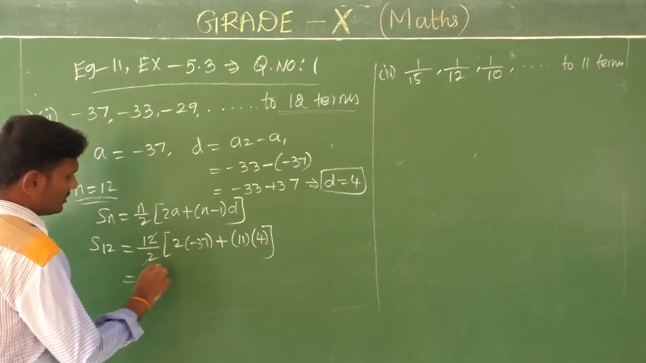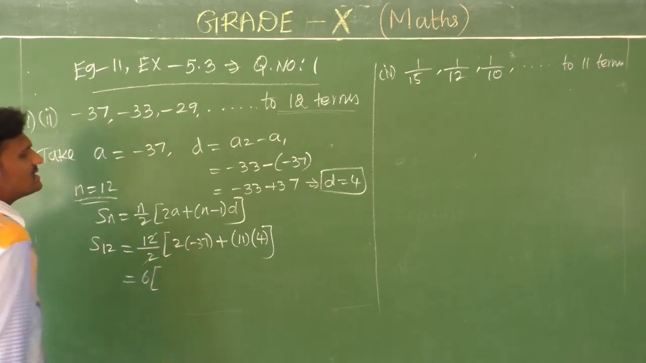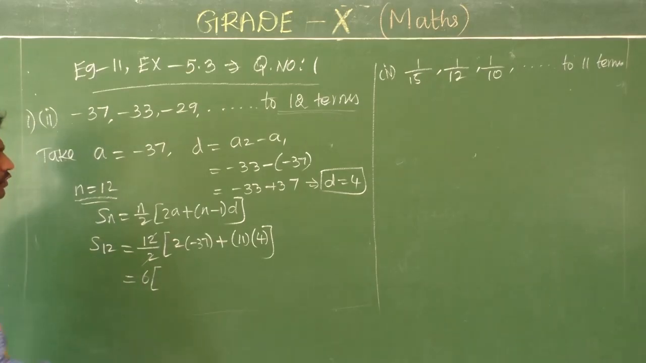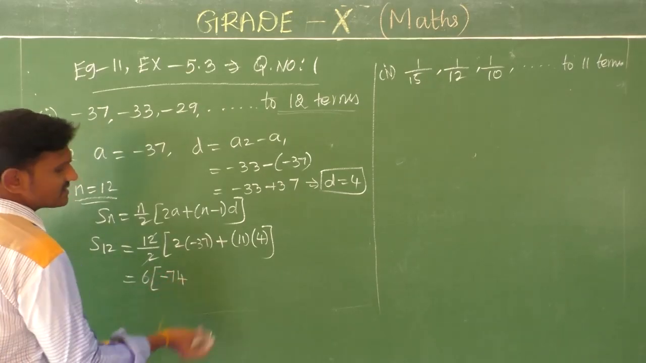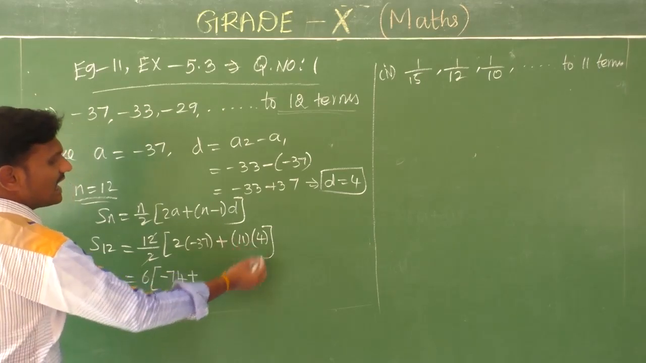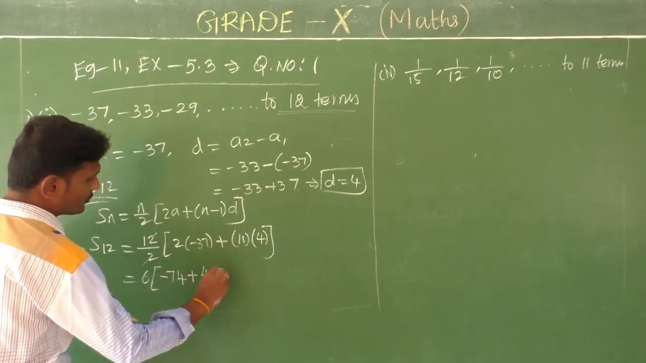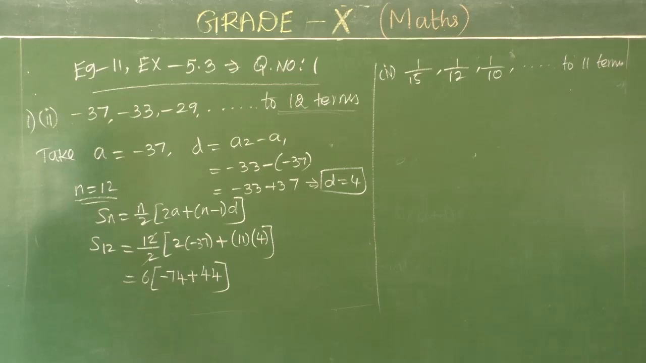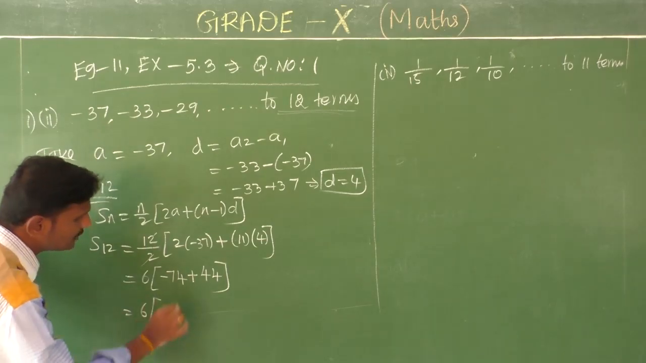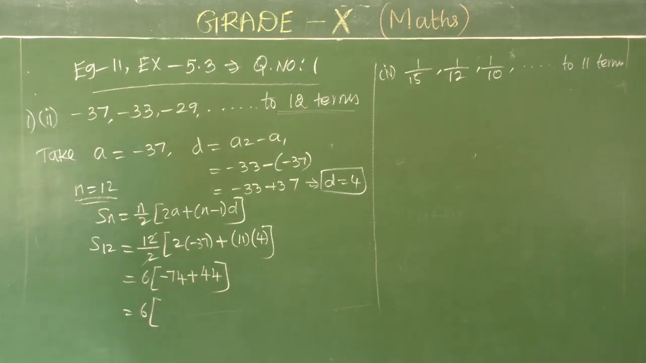6 2s are 12. Then 37 2s are how much? 74, plus into minus is minus. So minus 74 plus 11 4s are 44. 11 4s are 44. Now you are going to simplify 6 into minus 74 plus 44.